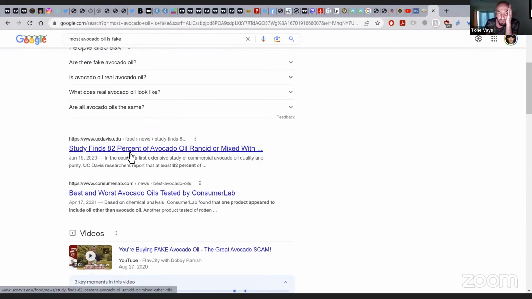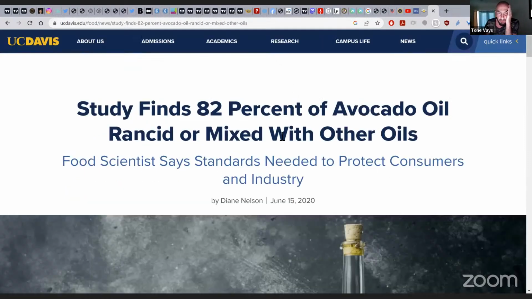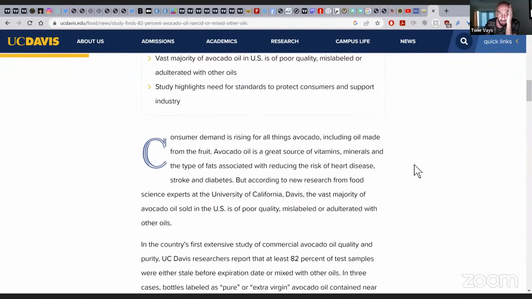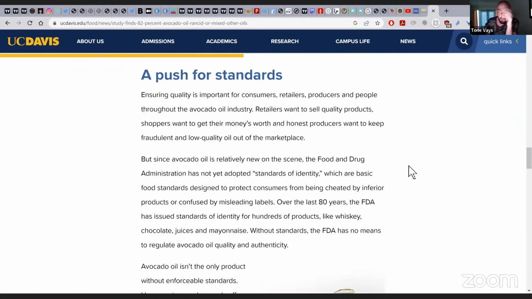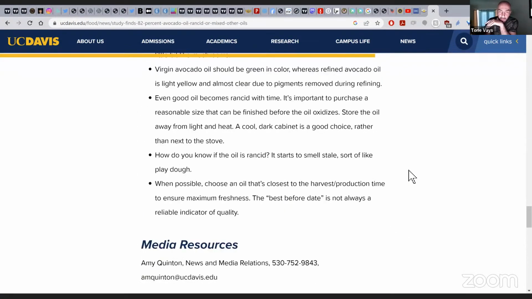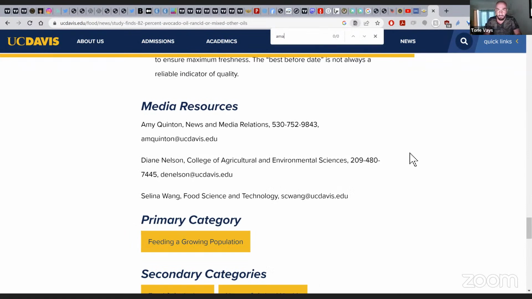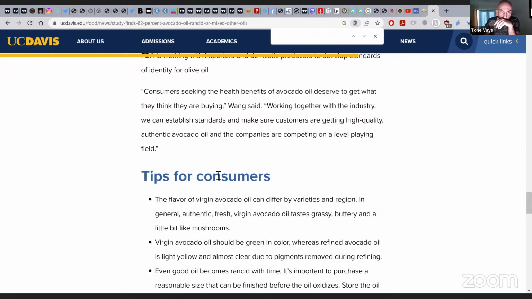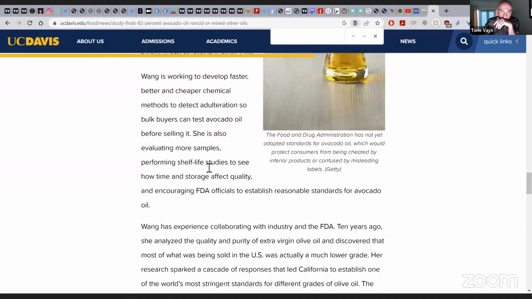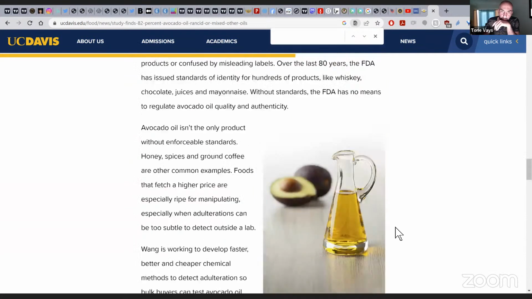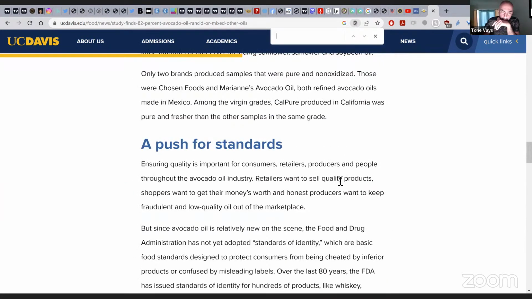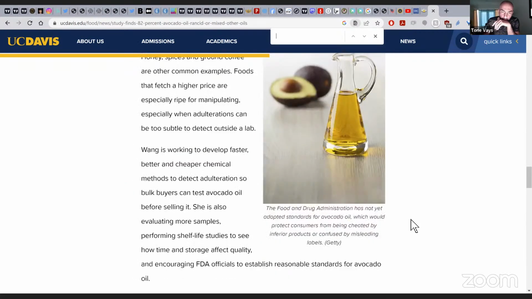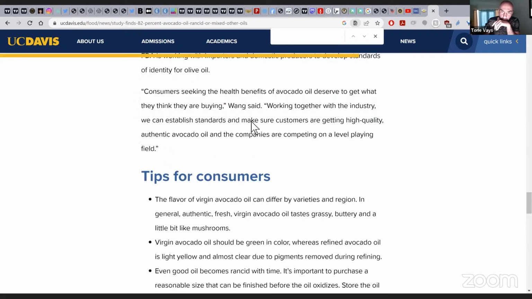Study finds 82% of avocado oil rancid or mixed with other oils, right? So this is the problem. In this article, they recommend a good avocado oil somewhere. I think there's an Amazon link. Yeah, the FDA is totally useless. There's a recommendation for a good oil in here somewhere.